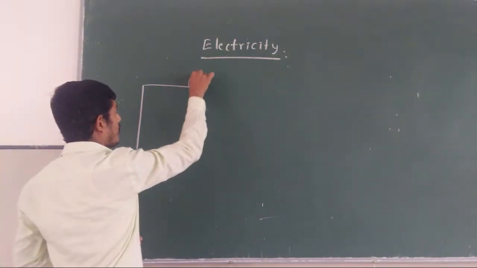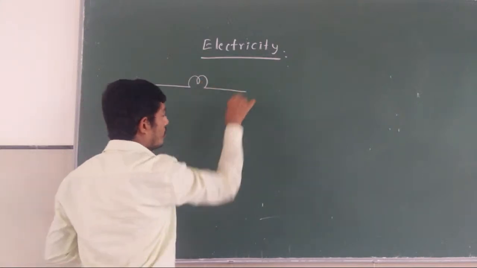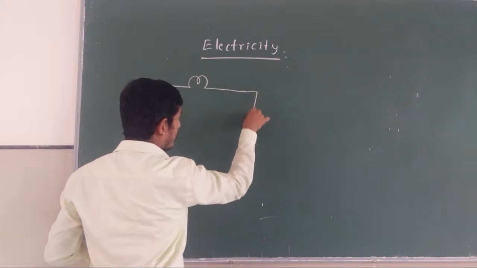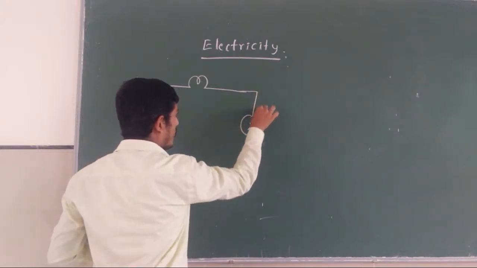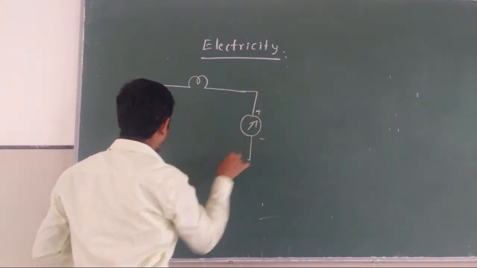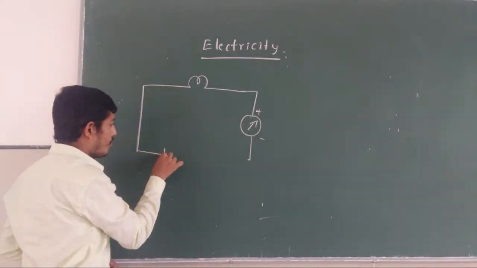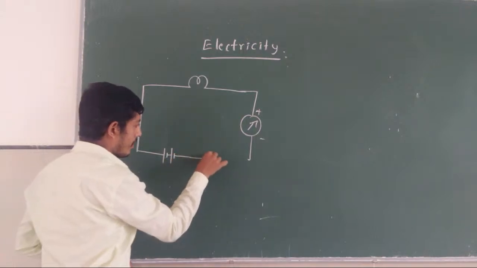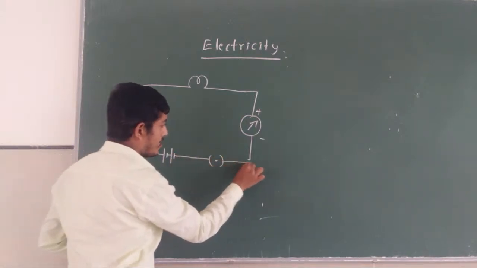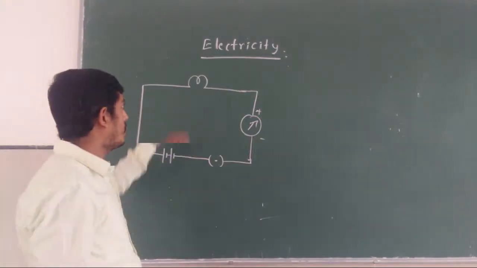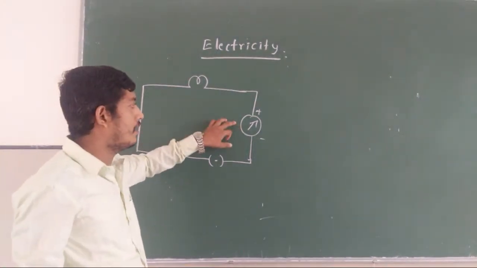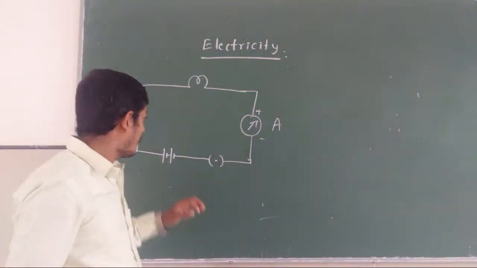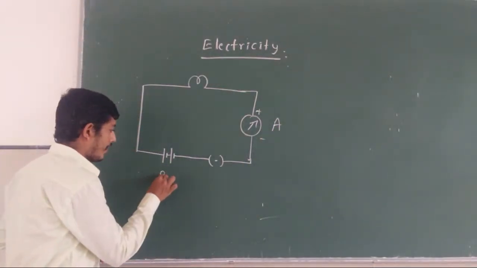so that one bulb is present. This is a symbol to represent a bulb. Then one ammeter is present, so plus, minus. Then here a combination of cells, that is a battery, is present, and a plug key, and this is closed. This is the bulb, and this is the ammeter, which I will represent with the capital letter A. Then this is the battery, so I will write BA.